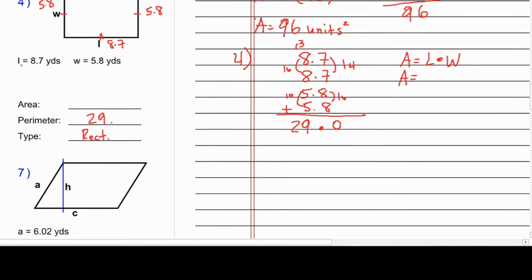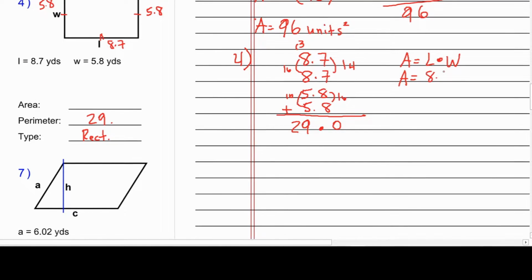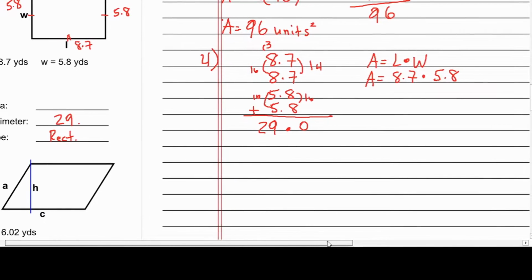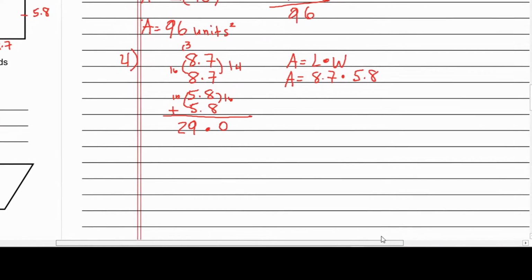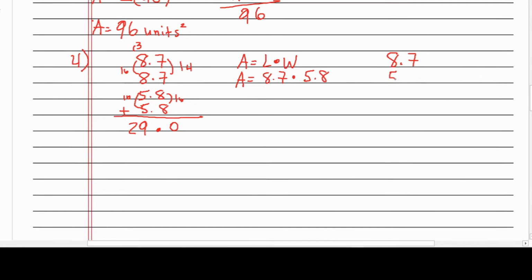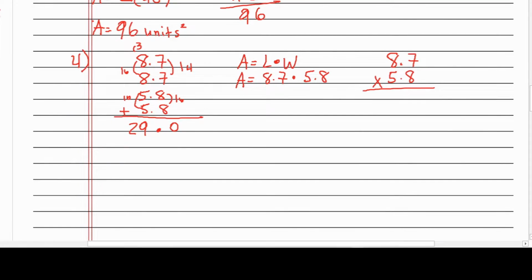And in this case, we can see our length is 8.7. That's going to be times the width of 5.8. I included decimals for some of these just to get us some practice multiplying decimals, which you'll see on the ASVAB. So this is 8.7 times 5.8. That is, we're doing multiplication, albeit with a decimal times a decimal.